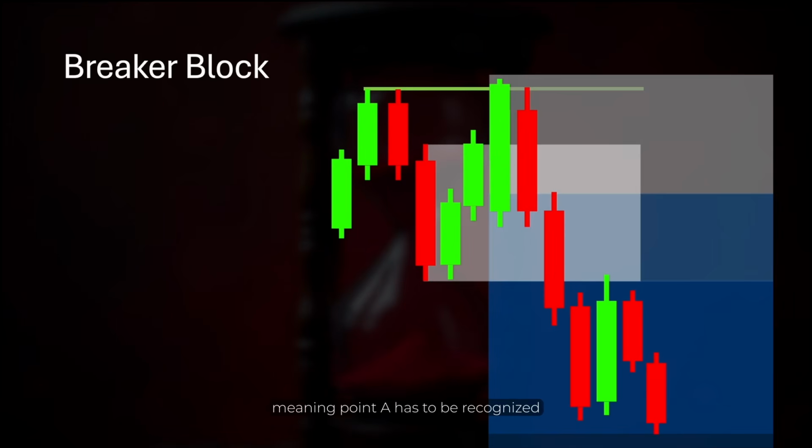Meaning, point A has to be recognized because when you see the market expand away from point A and you have already predefined point B, only then will you consider taking a bearish breaker block entry on your demo account, of course. I will never tell you to go out here and trade on the live account. I'm not a financial advisor. I'm not putting myself at any risk. However, if you get confident with this entry setup and you see it play out again and again and again, you can decide for yourself whether or not you would ever want to put real money at risk right there.